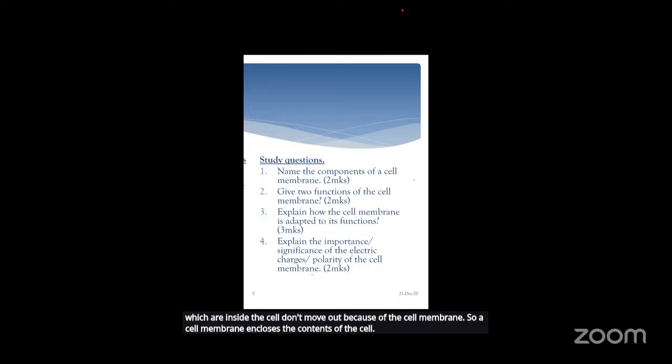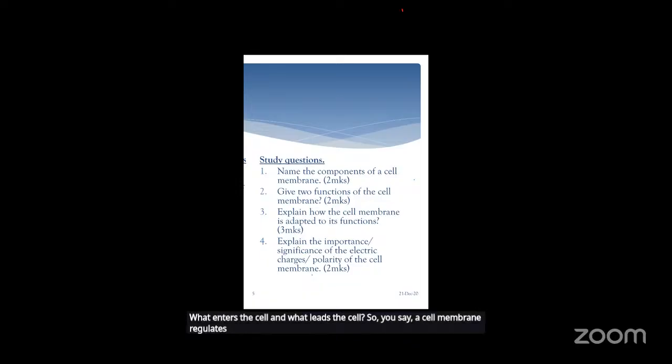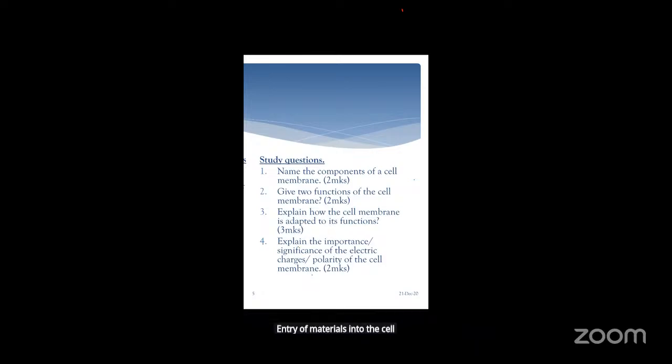Number 2, the other function of a cell membrane is that it regulates what enters the cell and what leaves the cell. So you say a cell membrane regulates entry of materials into the cell and what leaves the cell. Those are the answers to that particular question. So I hope you follow.